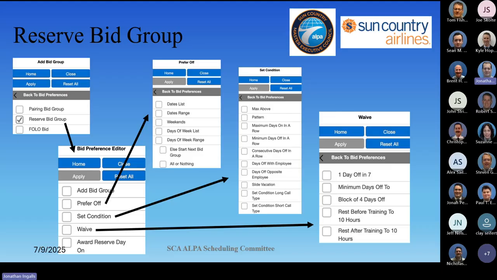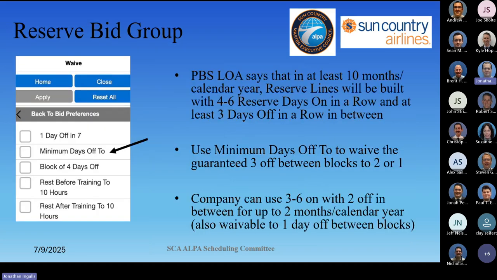All right, reserve bid group bidding. Reserve bid group bidding is pretty much done the same way as pairing bid group, except you're bidding for reserve. You still have prefer offs, you still have set conditions, you still have waves. You can still ask for specific reserve days on. You actually have some different wave commands on reserve than you do on line bidding. And let's look at what some of that is.